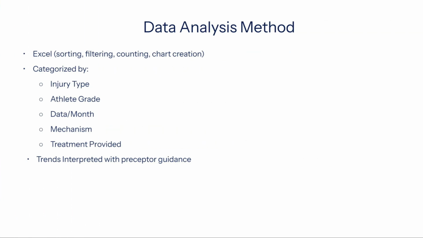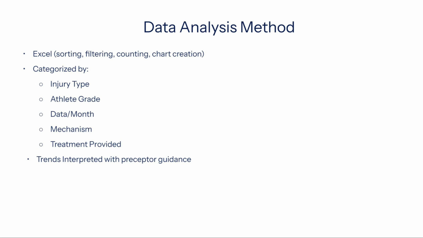Data analysis method. So after getting into Rank 1, I extracted that information using Excel. And when I extracted it from Excel, it had all injuries, all sports. So I was able to categorize all the information, and I categorized it by injury type, being ankle injuries, athlete grade. I used 9th through 12th grade, the date, the month that it happened, mechanism, and also the treatment that was provided to the student who had an injury.